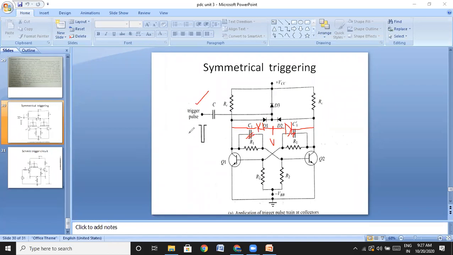I think next semester you may have the lab, the pulse and digital circuits lab. In the lab you have to construct this one. Here we are going to connect a function generator.